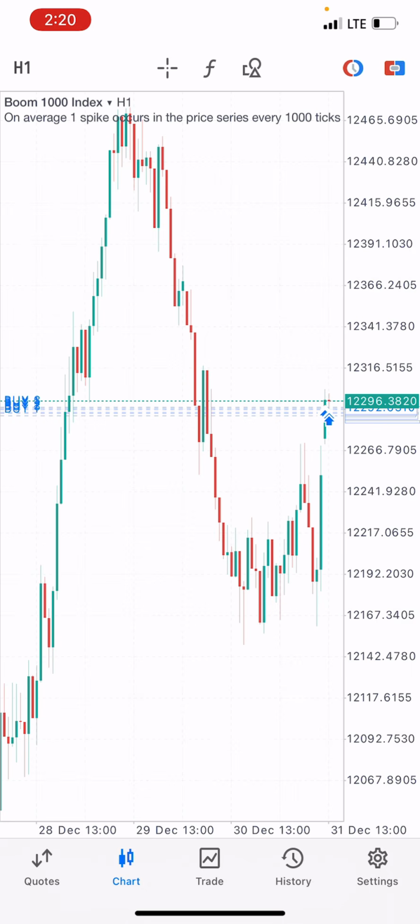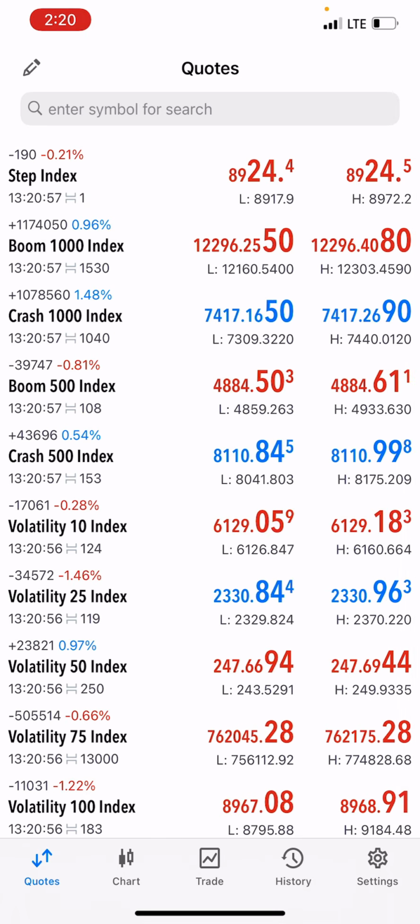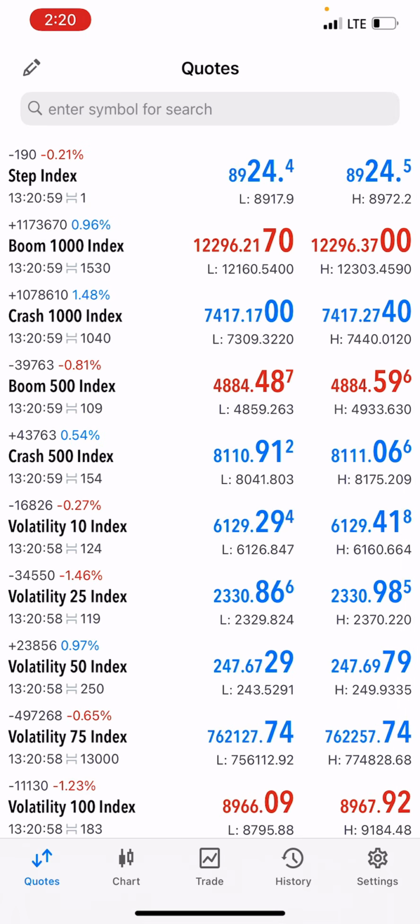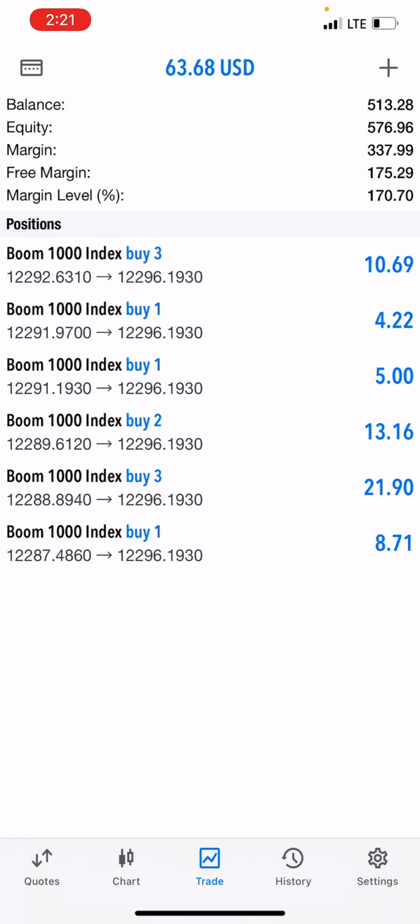So guys, I'm going to show you how you can trade crash and boom successfully. With this simple strategy, you are going to make money trading crash and boom. So if you want to start making money like I do on crash and boom, stick to this video and watch it carefully. It's all about catching spikes and making money for yourself.